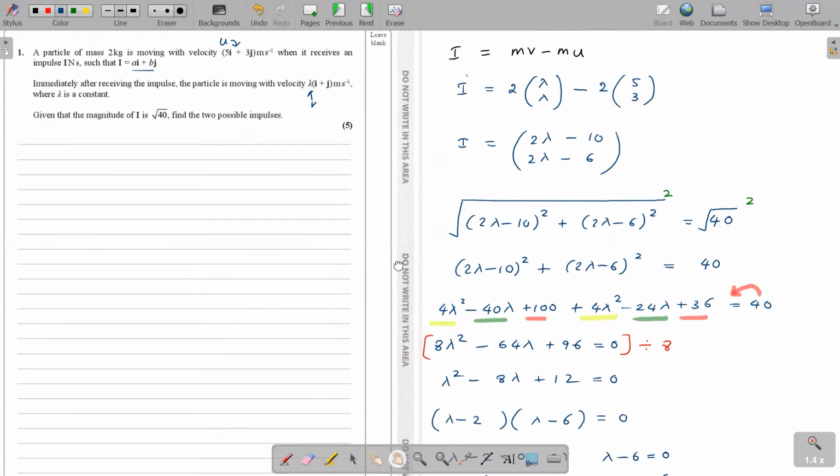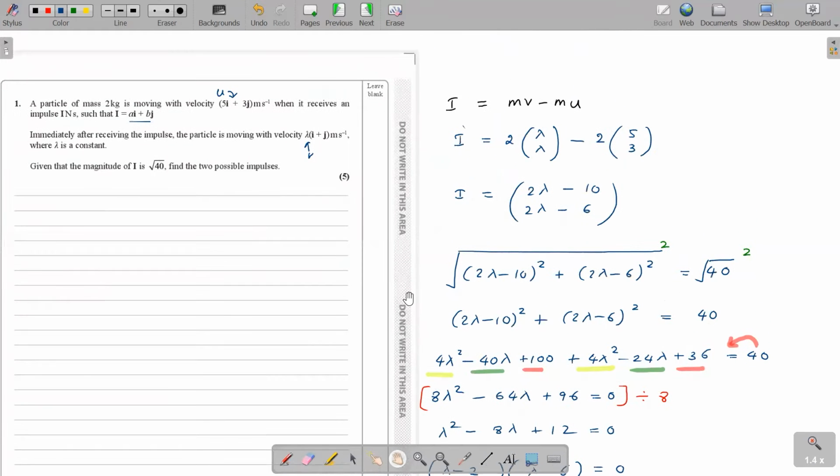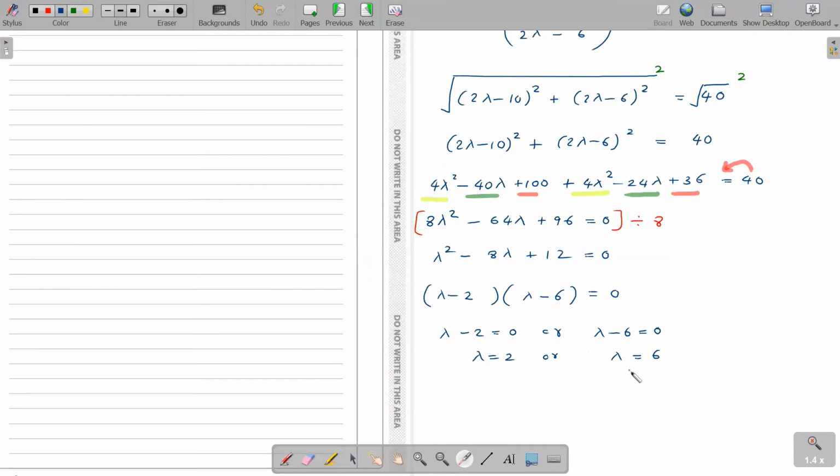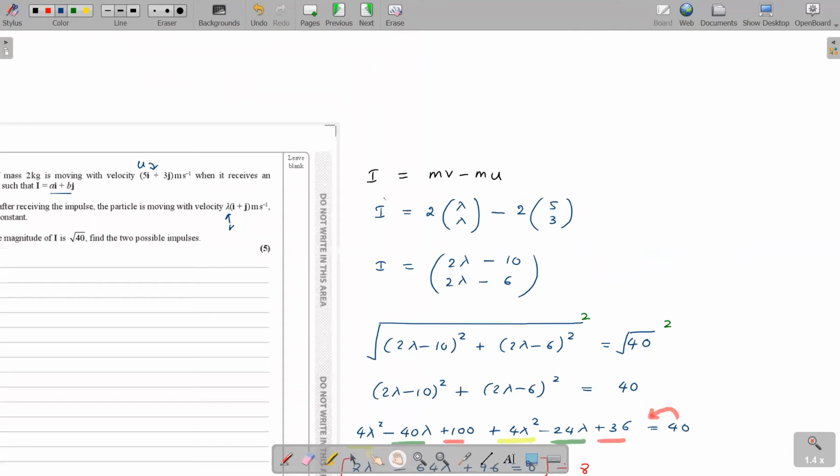However, the question says to find the two possible impulses. How do I get two possible impulses? Now, when I get two possible values for lambda, all I have to do is substitute those two lambda values into the impulse equation, because the impulse is given as Ai plus Bj, right? So to find the two possible impulses, substitute the lambda values into this equation and get the two respective impulses.